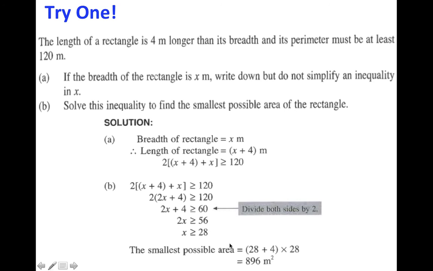So then the smallest area would come from using the smallest value of x. So the area is length times width, right? So here's the width, the 28, and the length, which is 4 longer than that. You multiply those two numbers and you get the area. And this is the smallest area because we used that smallest possible value for x. Good problem. Make sure you understand it. This is the kind of word problem that should not be too difficult for you at this time.